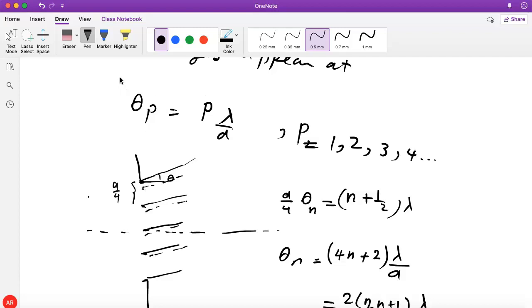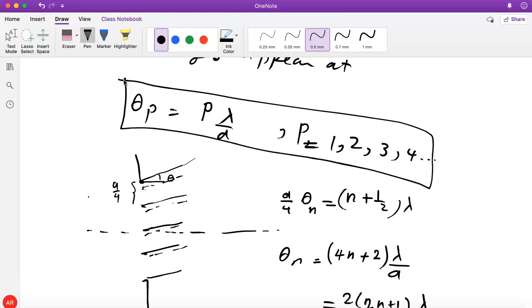Again, let me write this again here, or let's highlight this. In the limit of small theta for finding dark fringes in the case of single-slit diffraction. So this is a good place to stop. We'll continue this discussion in the next lecture.